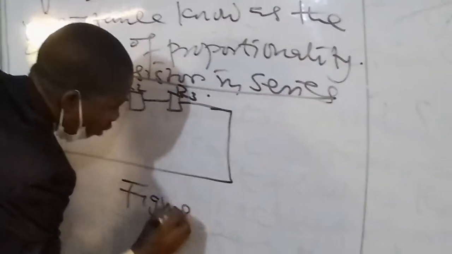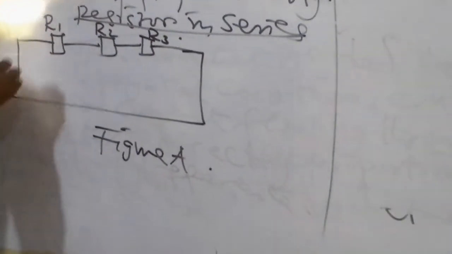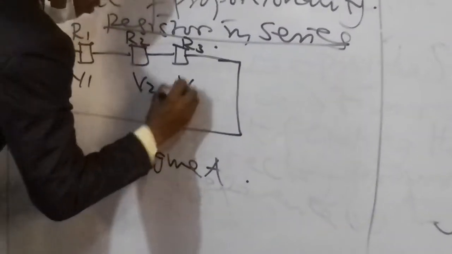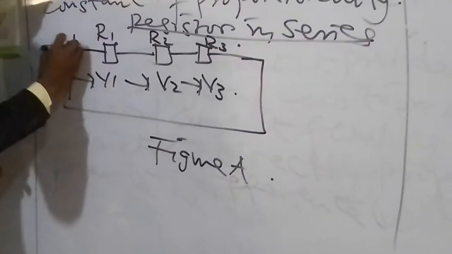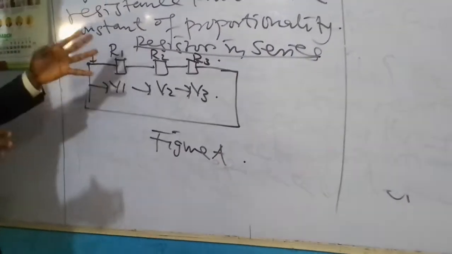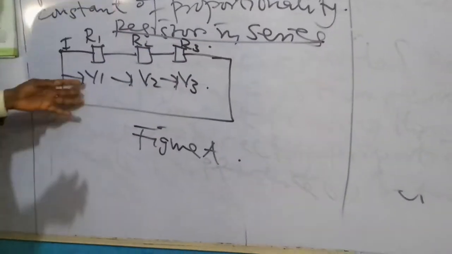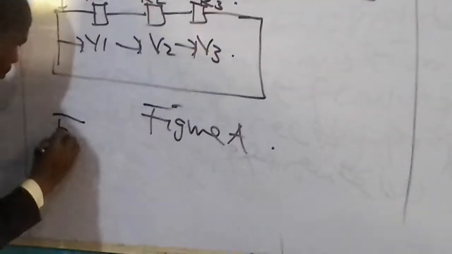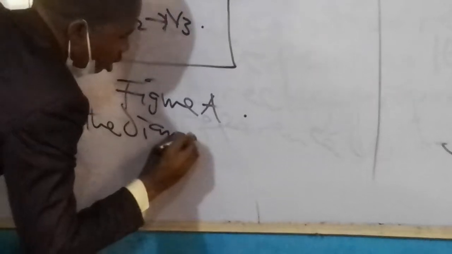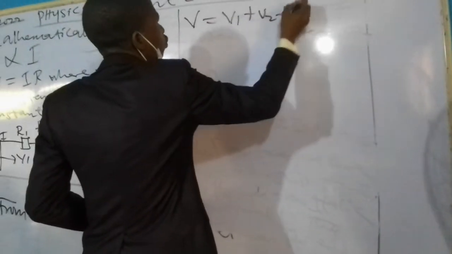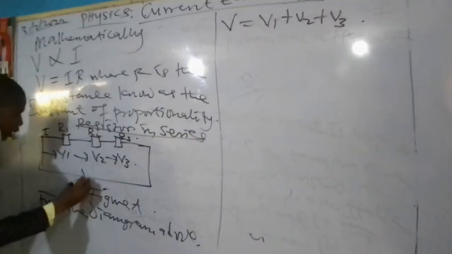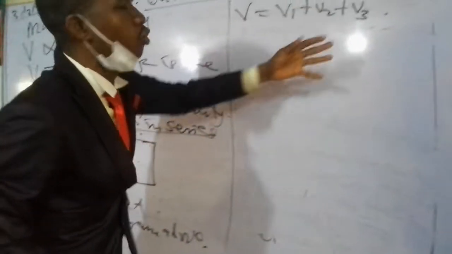Let's call this figure 8. Then we have V1, V2, V3. In series connection, we have one electric current I supplying resistors R1, R2, and R3. But each resistor has its own potential difference. This can be proved from the diagram above. From the diagram, we can say that total V is equal to V1 plus V2 plus V3.